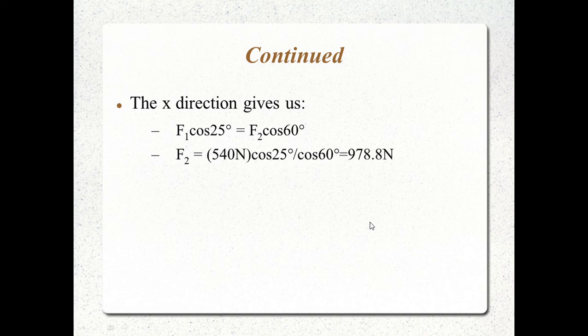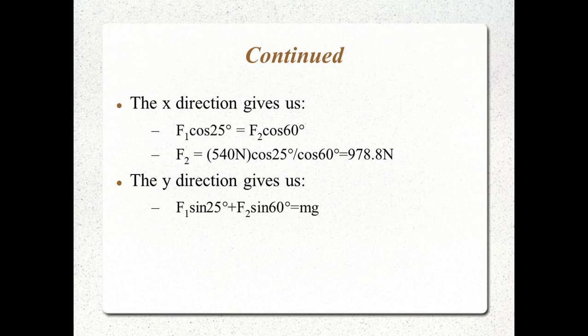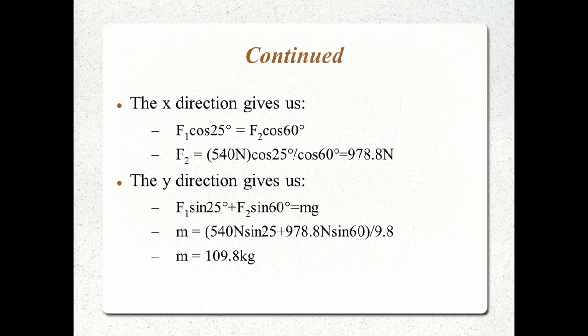So you do 540 newtons, then you do cosine 25 divided by cosine 60, and that gives me 978.8, or about 980 newtons. Then, in the y direction, we plug in what we know, add mg to the other side. So then we plug in what we know, and you end up with a mass, a hanging mass, of about 110 kilograms.